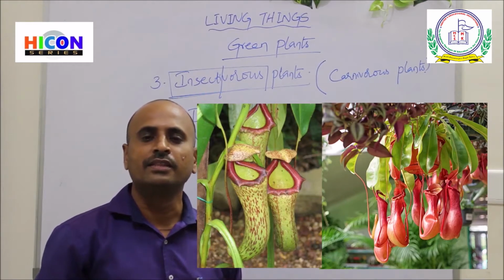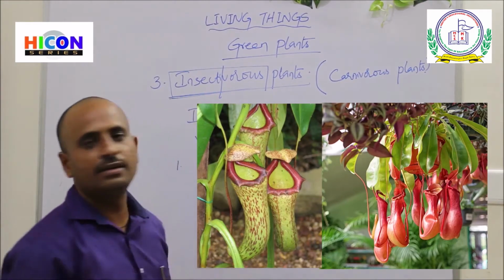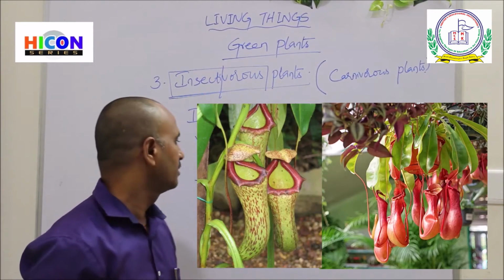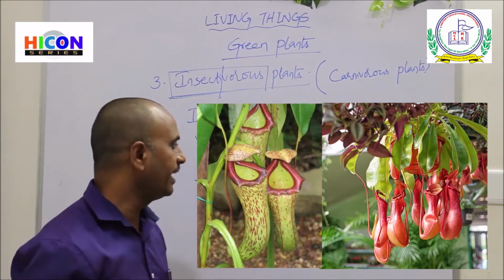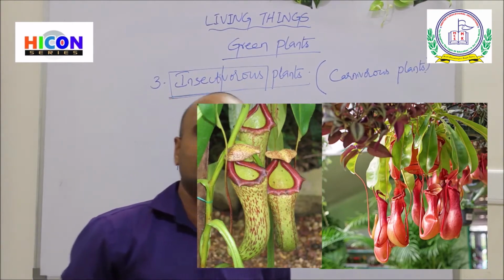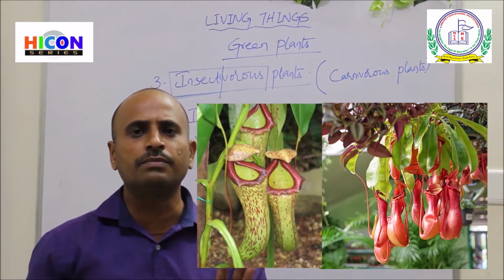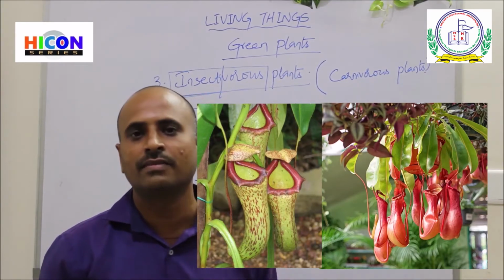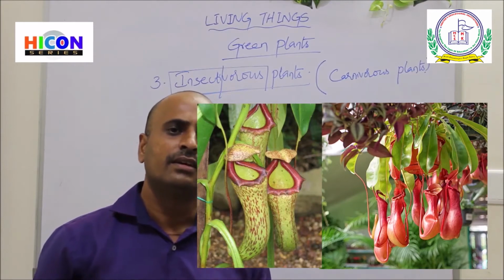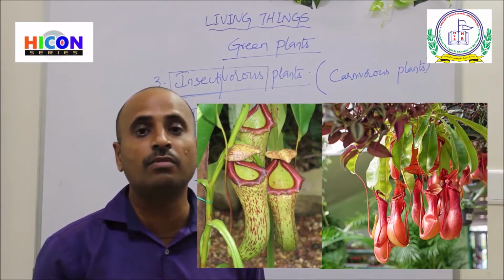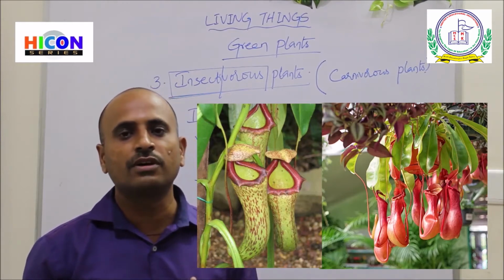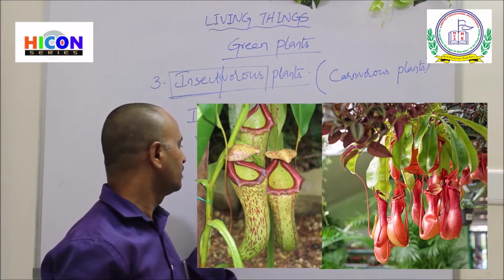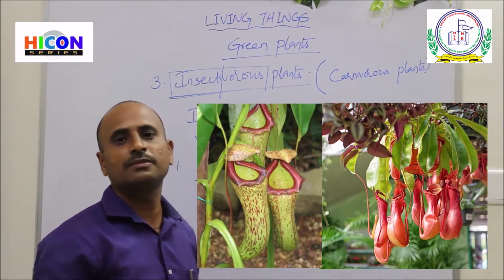Look at the picture. In this picture you are observing a pitcher plant. Here the word pitcher means a jar. These plants contain a jar-like structure, that is, a sac. In this plant, some of the leaves are modified into this jar-like structure, and that's why it is also called a pitcher.